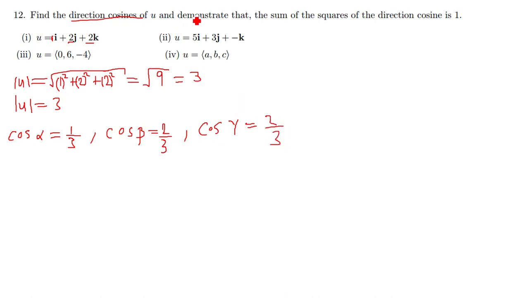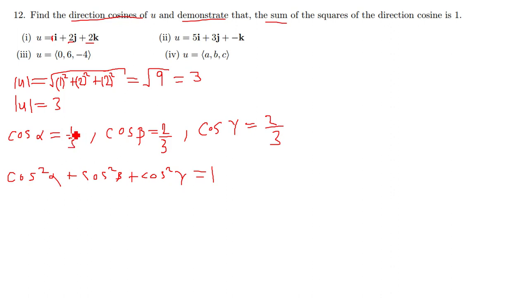So now the question goes on to say, demonstrate that the sum of the squares of these direction cosines is 1. So the sum of the squares, meaning, remember what I wrote at some point, I said cos squared alpha plus cos squared beta plus cos squared gamma is always supposed to give us 1. So let us prove and see if this is going to give us 1.